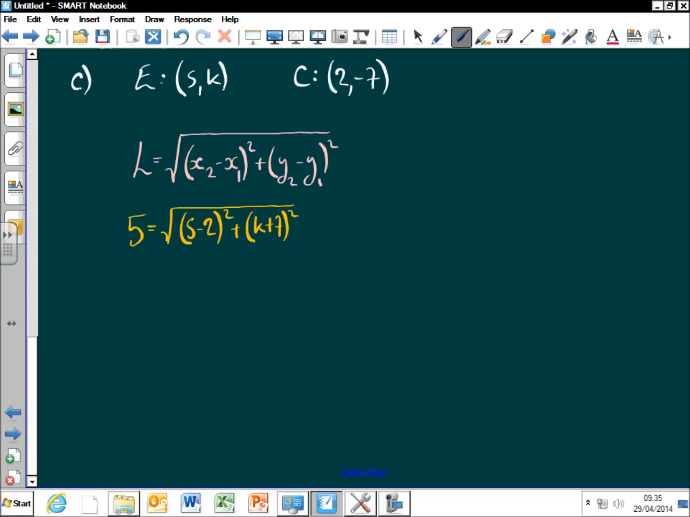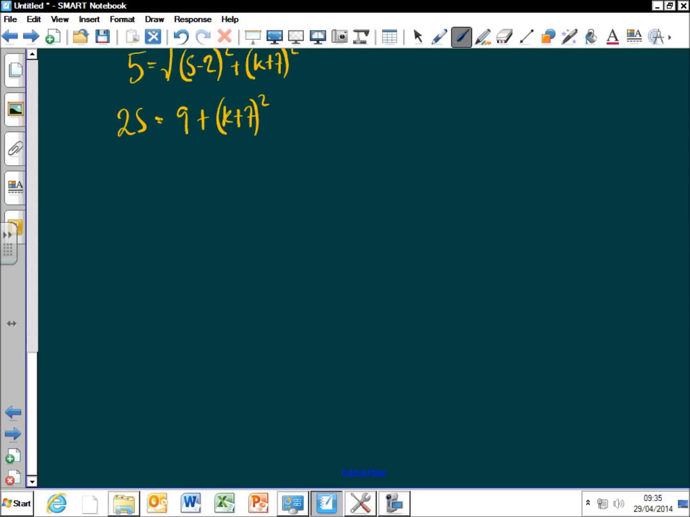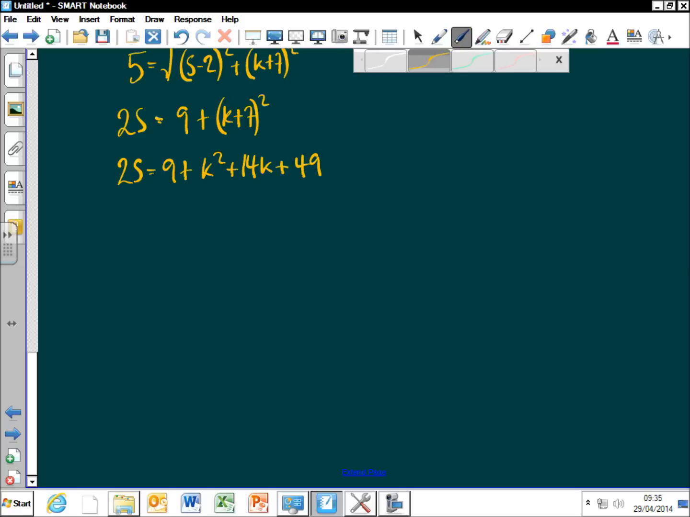Okay, I'm going to square both sides. So we've got 25, 5 minus 2 squared, that's 3 squared, so that's just 9, and here I've got k plus 7 squared, and here I'm going to get a quadratic to solve. So now I'm going to multiply out this bracket here. So here I'm going to get k squared plus 14k plus 49, and I'm going to rearrange this into a quadratic that I should be able to solve.